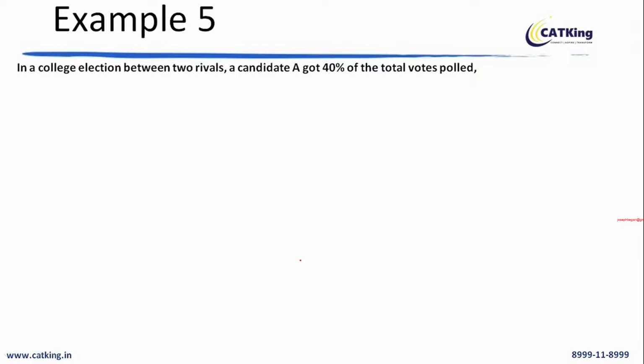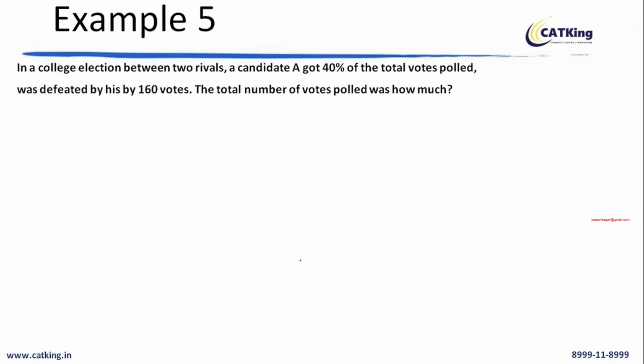In a college election between two rivals, a candidate A got 40% of the total votes polled and was defeated by 160 votes. The total number of votes polled was how much? So there are two people, A who got 40% of the votes and he lost by 160 votes. Okay, you have to find how many total votes there were.